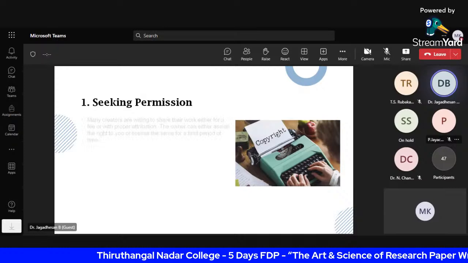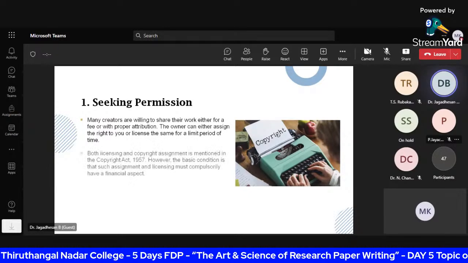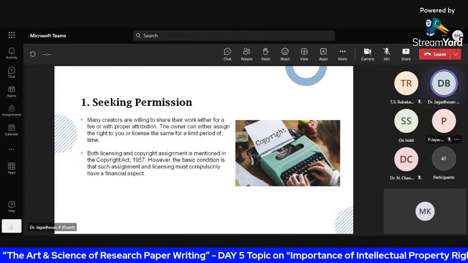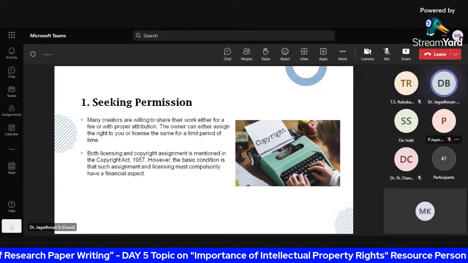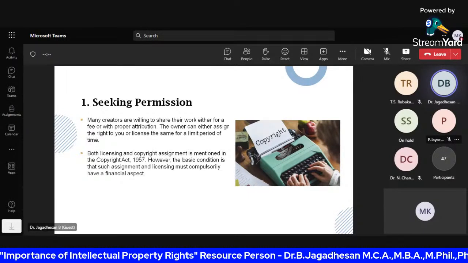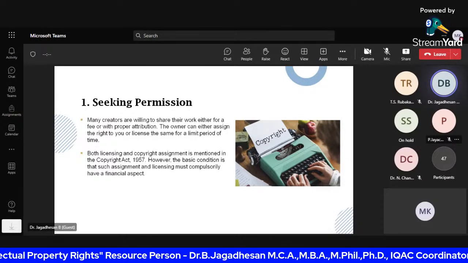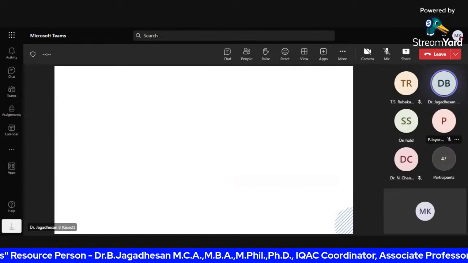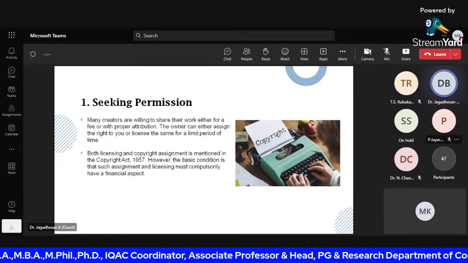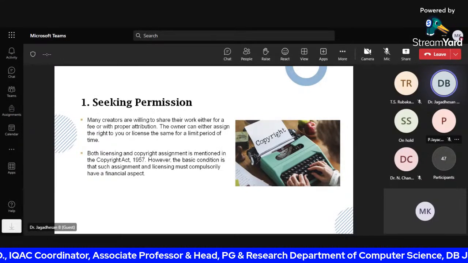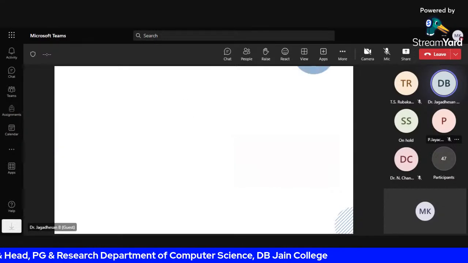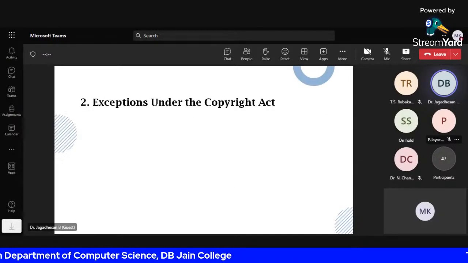Seeking permission, how to get the permission? Many creators are willing to share their work either for a fee or with proper attribution. Some owners sell the product with royalty, as I already told you, the same concept. They get some kind of financial benefit, and they will give the permission. As well as some kind of licensing and copyright permission also under the Copyright Act 1957. However, the basic condition is that such an agreement or licensing must compulsorily have a financial aspect, or otherwise we cannot get the permission.